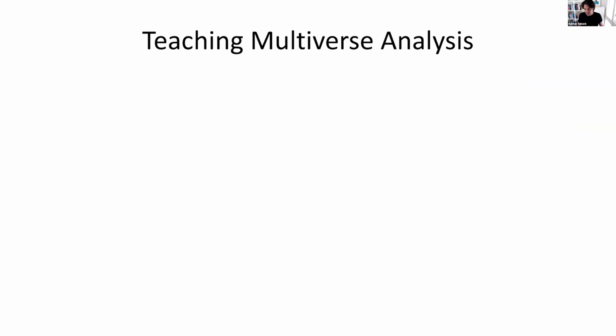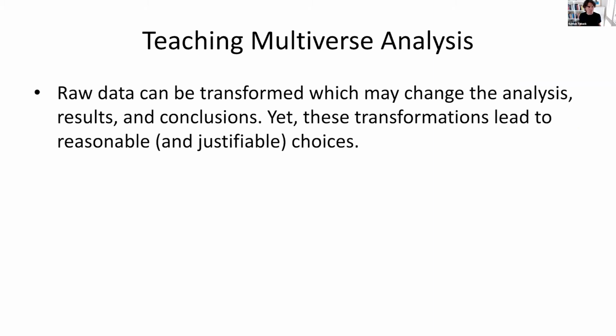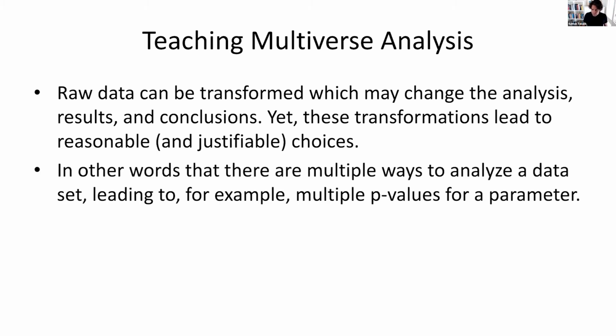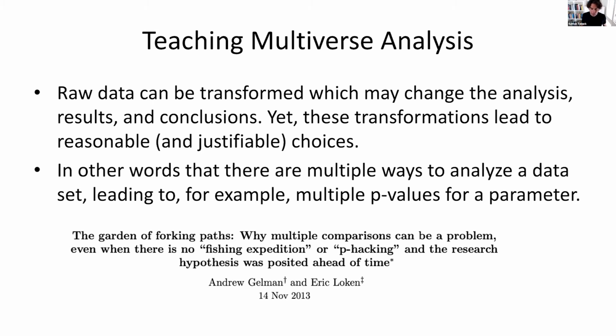So, teaching multiverse analysis. Again, raw data can be transformed, which may change the way analysis, results, and conclusions behave. But these transformations, a lot of the time, are reasonable and justifiable. So for example, this year multiverse analysis was introduced in one of our capstone courses, where they read and discussed the Gelman article on the Garden of Forking Paths, and then they actually did a multiverse analysis as part of a class assignment.